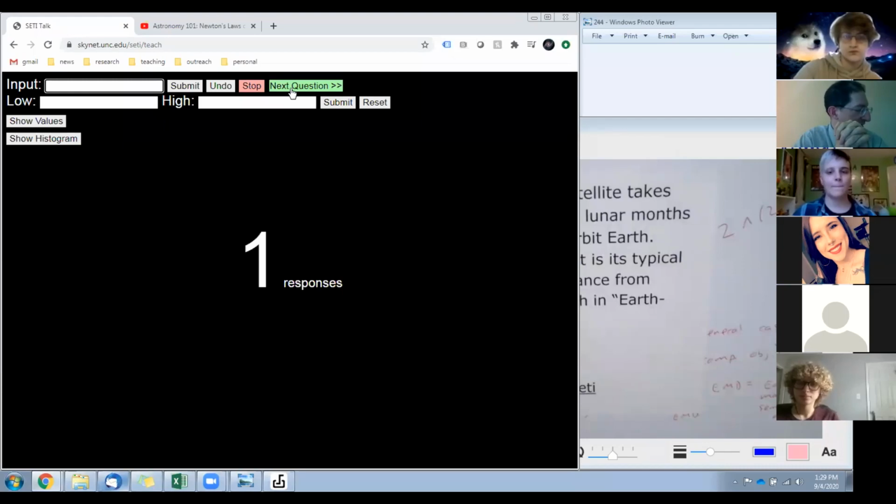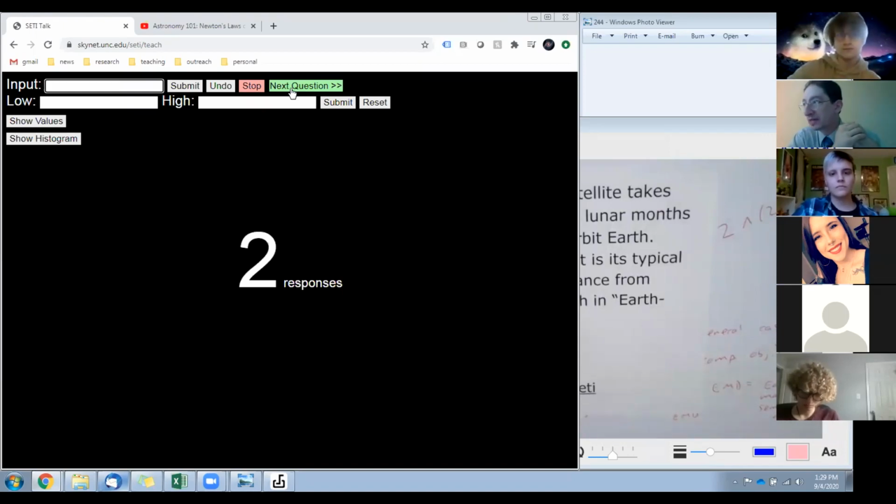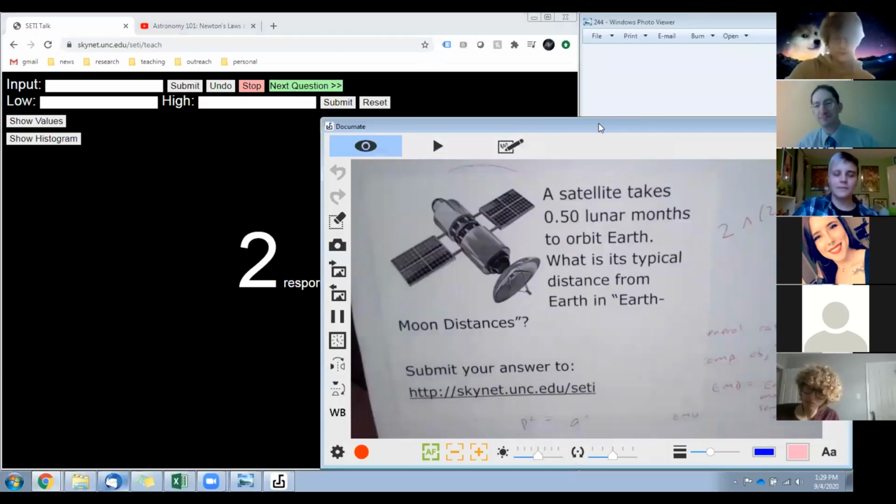It's pretty similar. A satellite takes 1/2 of a lunar month to orbit the Earth. So I'm giving you the orbital period. What did I give you last time? Yeah, I gave you the orbital period. I'm giving you the orbital period again in this case. What is its typical distance from the Earth in Earth-Moon distances? In other words, what's its semi-major axis in Earth-Moon distances? Answer the question.